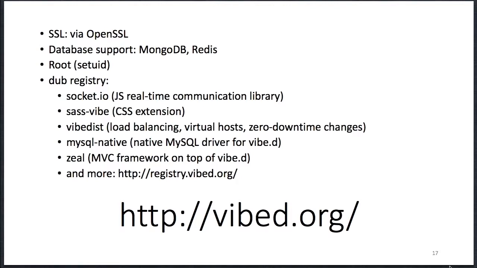There's Sass for Vibe, which is an implementation of Sass, the CSS extension. It just adds some syntactic sugar to CSS. It allows you to write expressions such as darken this color by 90%. It allows you to write Sass files, and Vibe will transparently compile them to CSS and serve them as CSS. There's also a load balancing component for Vibe, which I've mentioned. It's a little work in progress. There's a MySQL driver, if you like SQL.